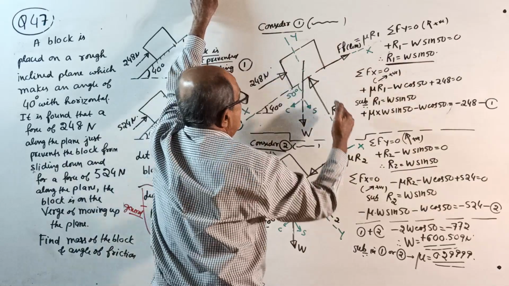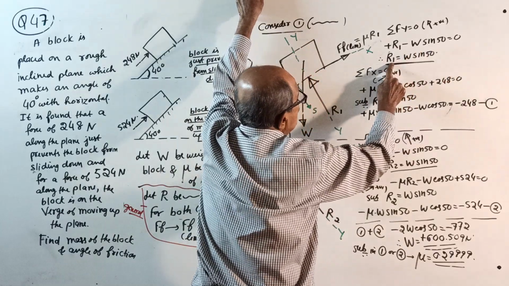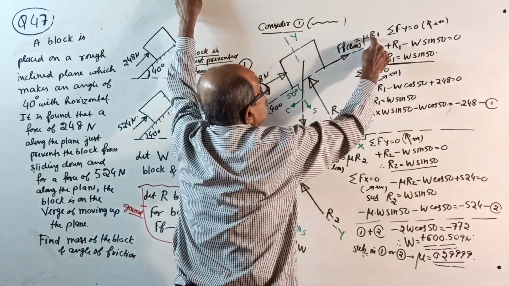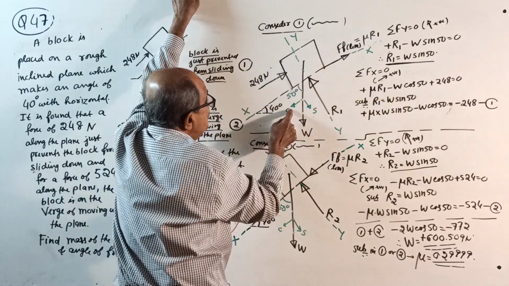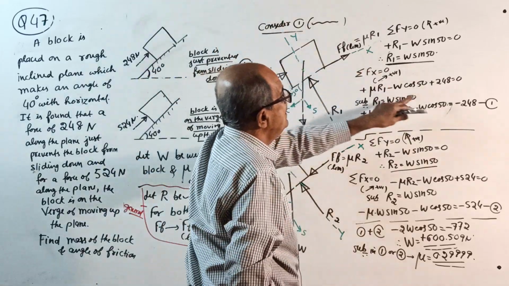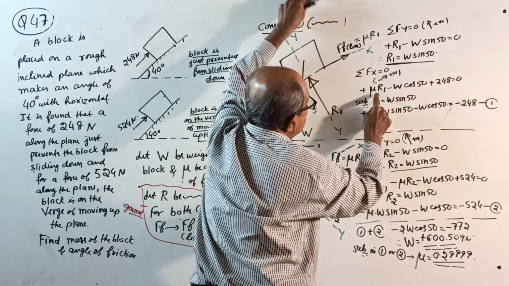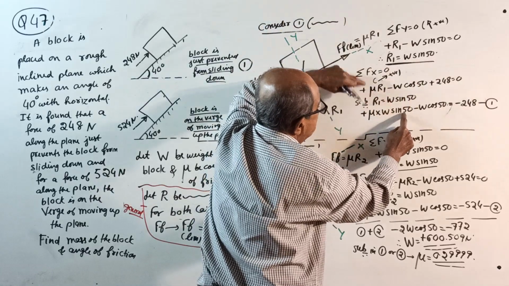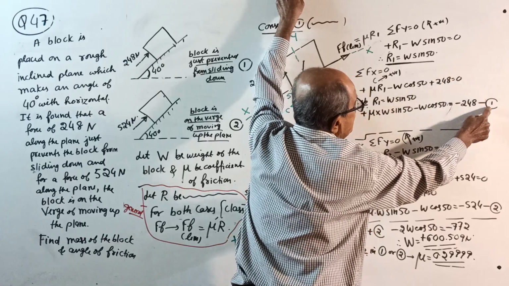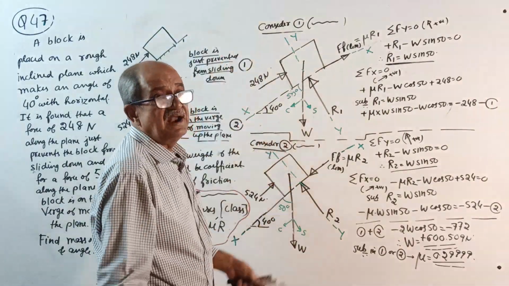Sigma Fy equal to 0: plus R1 minus W sin 50 equal to 0. R1 will come W sin 50. Sigma Fx equal to 0: plus mu R1 minus W cos 50 plus 248 equal to 0. Substitute R1 equal to W sin 50. So mu into W sin 50 minus W cos 50 equal to minus 248, equation number 1. Okay, leave it. Come to consider 2, the second case, the other given data.